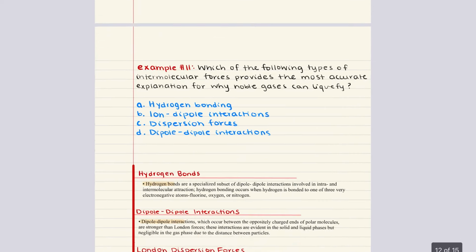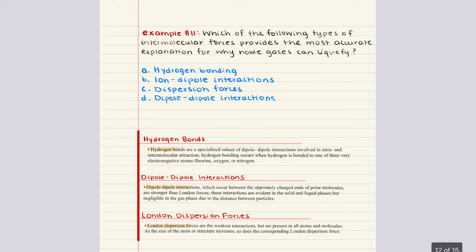Let's move on to problem 11. Problem 11 says, which of the following types of intermolecular forces provides the most accurate explanation for why noble gases can liquefy? Now, noble gases are a group of elements in group 18 of the periodic table.